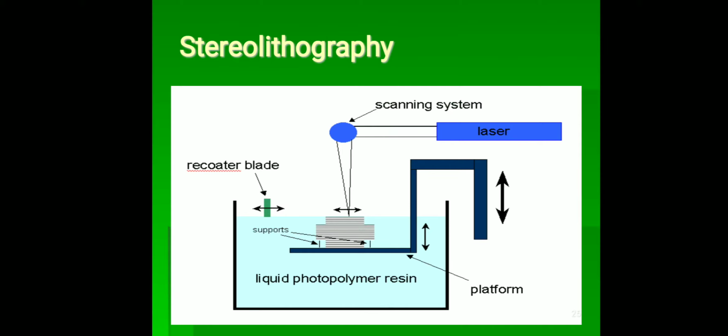So you can see the stereolithography machine from here. The laser is basically a very focused laser, focused with the help of lenses. It strikes the scanning system, and with the help of the scanning system, the laser is made to fall on the liquid photopolymer resin. In this container, it has the liquid photopolymer. Then there is a coater blade, you can see over here.